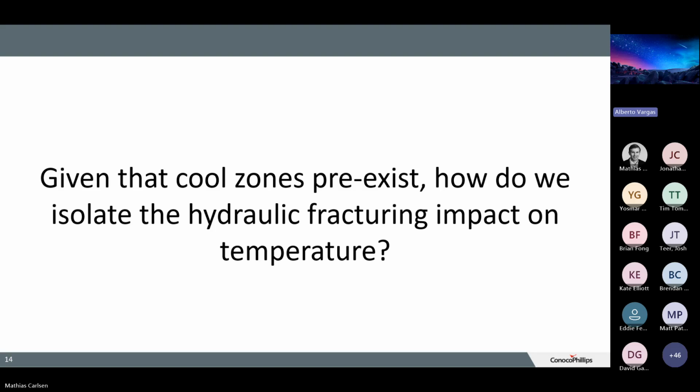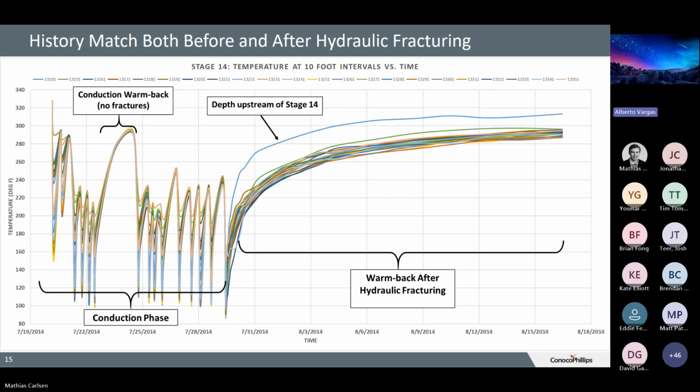So given that these cool zones pre-exist, how do we isolate the hydraulic fracturing impact on temperature? What you're looking at here is that DTS gives you this kind of 3-foot resolution. I think back in the day it was about 3-foot resolution. They've probably gotten better now. But I'm showing you every 10 feet along that 250-foot stage, temperature slices along that whole stage. And notice, again, I'm looking at stage 14, which was close to our heel.